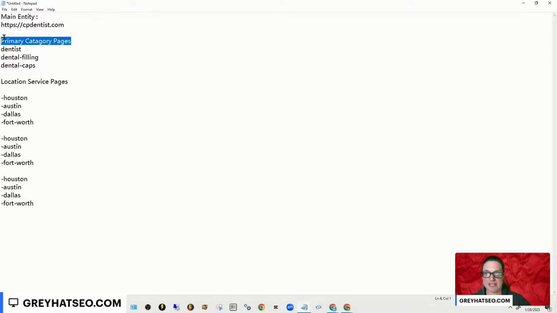Dentist, dental filling, and dental caps. I put dashes here because you have to put dashes for our URL parameters, so I'm just getting them ready to set up for our URLs. Location service pages. What I wrote here is I made 1, 2, 3 location. I call these internal linking blocks, and I'll share with you why in a second. But I made 3 sets of locations with dashes. Why did I do this?